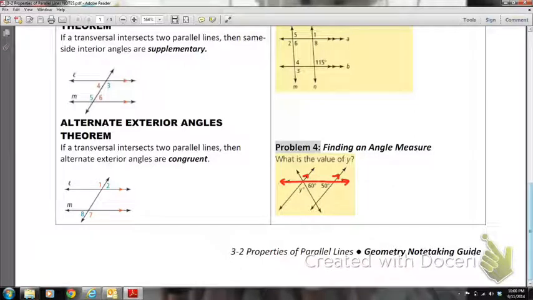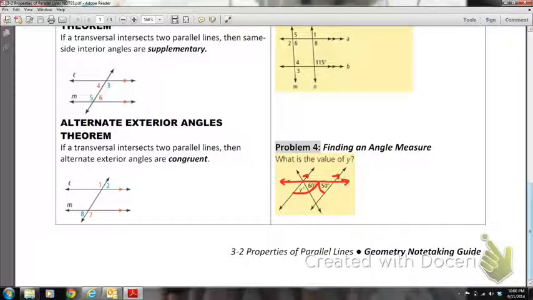Then the angles that are marked, the angle that's marked 50, and this entire angle that is y plus 60, both of those angles are same side interior angles. They're on the same side of the transversal, which is below the transversal in this case, and they are both interior to the two parallel lines that are marked parallel. So they're same side interior angles. So that means that their sum has to be 180 because they're supplementary.